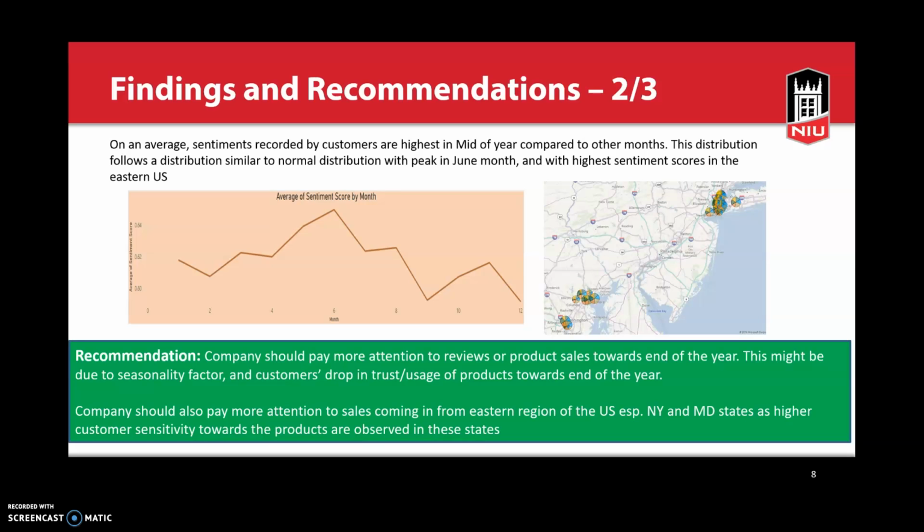We think that companies should pay more attention to reviews and product sales towards the end of the year. This might be due to the seasonality factor and customers' drop in trust of products towards the end of the year. We also thought that companies should pay more attention to sales coming in from the eastern region of the US, especially New York and Baltimore, Maryland, because higher customer sensitivity towards the product is observed in these states, which we got from that geographical graph.